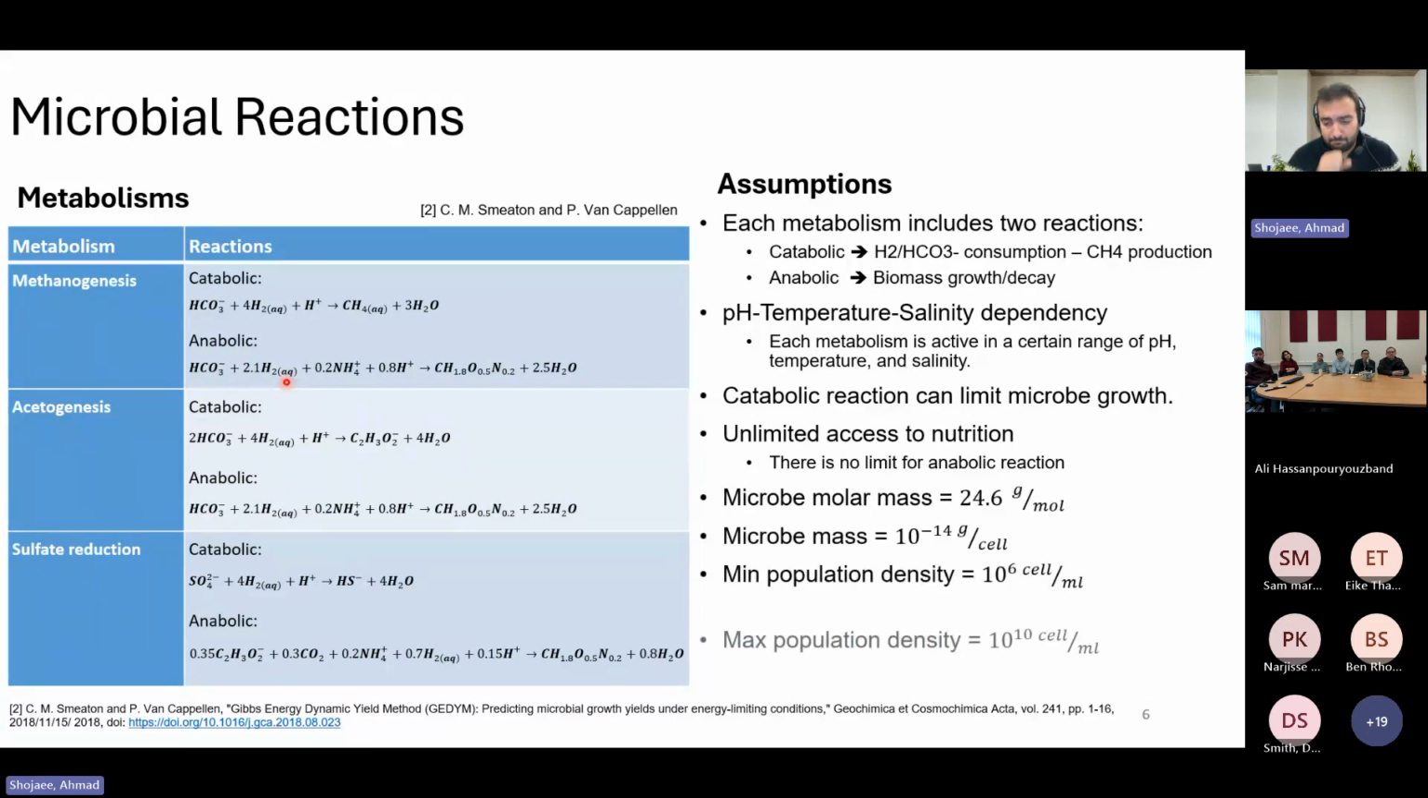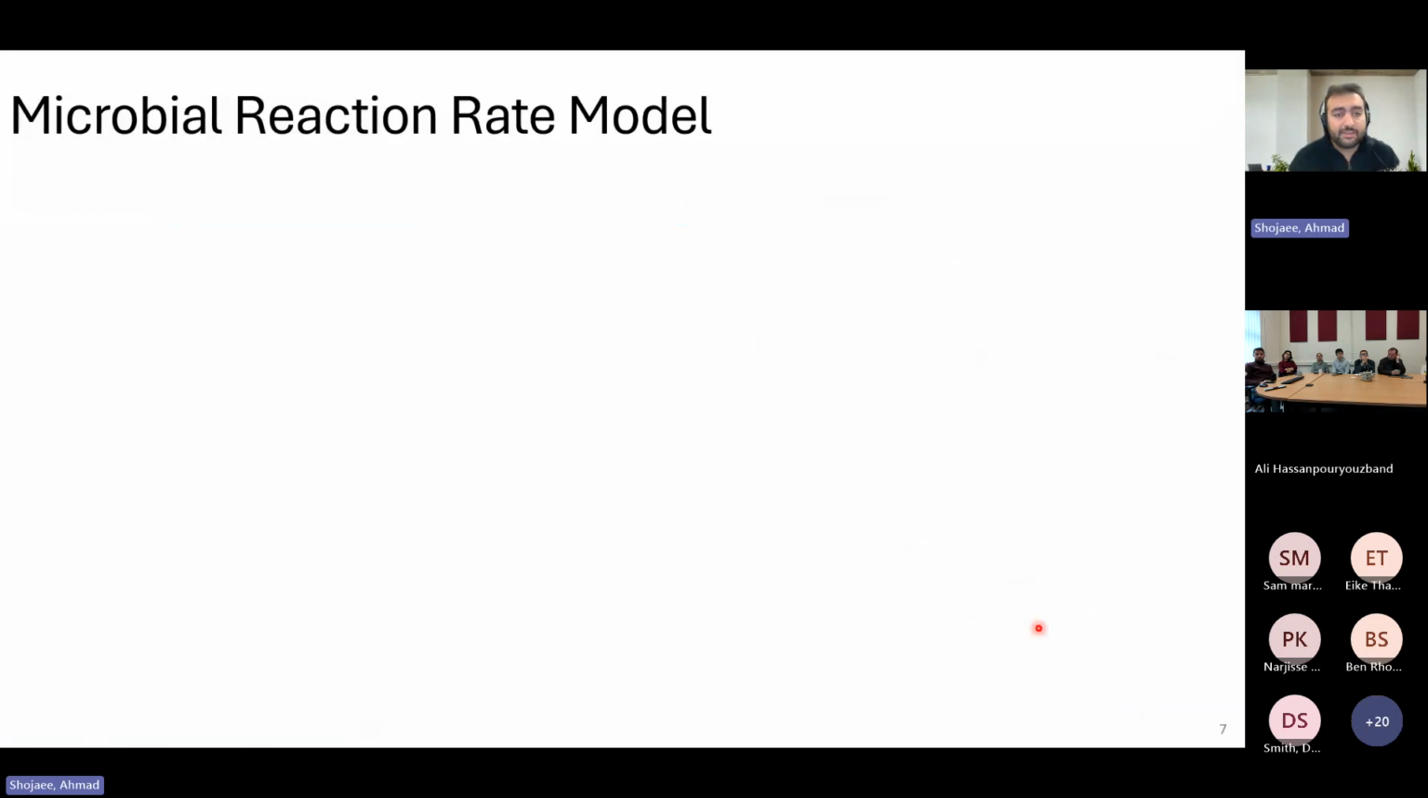And we use some numbers to build the initial condition of our system. For example, for microbial reactions, we need some microbes present in the system. They cannot grow from zero. For example, we put this number as the initial condition of our system. We assume that in each milliliter of water, there is this number of microbial cells, and they can grow to this maximum value. And yes, that is the story about microbial reactions.